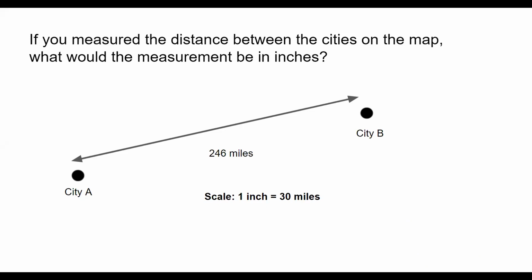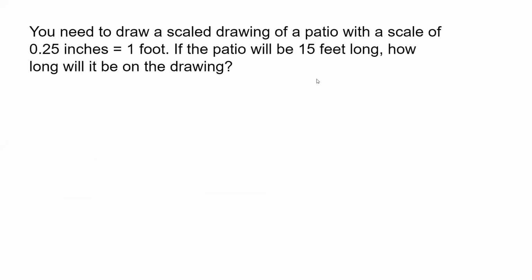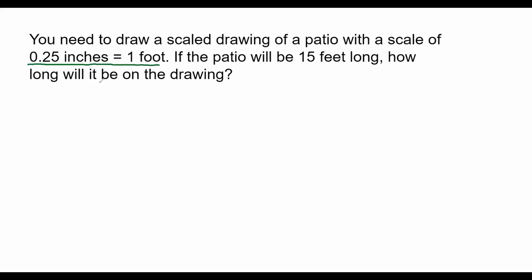In this case, there's going to be no drawing. There doesn't need to be a drawing for this kind of problem. They can describe the situation to us. You need to draw a scaled drawing of a patio with a scale of 0.25 inches equals 1 foot. So here's our scale. Now notice it involves a decimal this time, but that's okay. That really doesn't change anything. Let's set that up. 0.25 over 1. And this is inches, and this is feet.